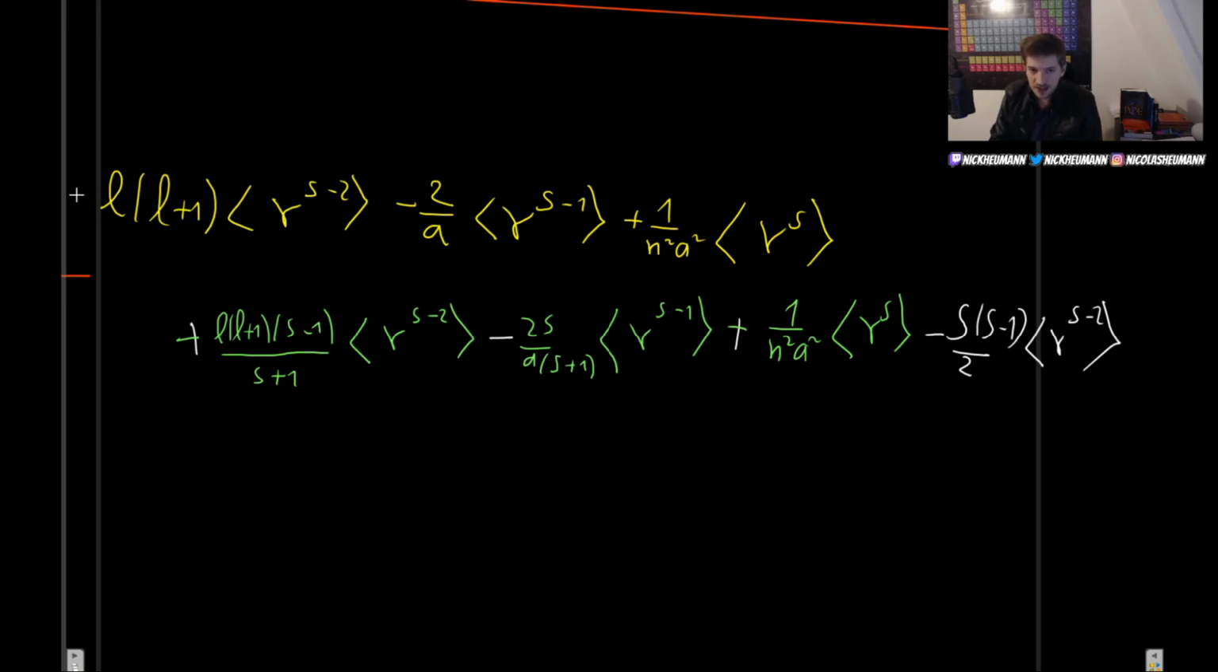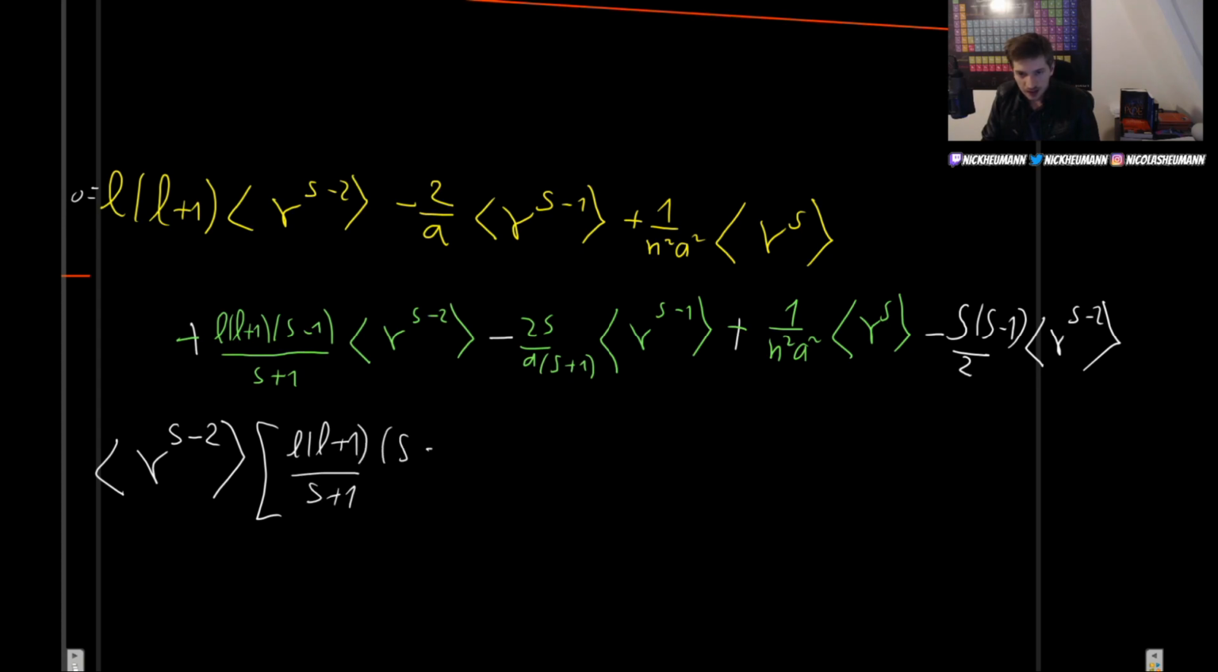And of course, all of this has to be equal to 0. Right? 0 equal to all of this. Great. Now let's factor out our different expectation values. So let's go for the expectation value of R to the S minus 2. And what is multiplying this expectation value? Well, we have here L plus 1, S plus 1, S minus 1, and then we have plus L plus 1. What else do we have? Then we have this right here, which is minus S minus 1 over 2.